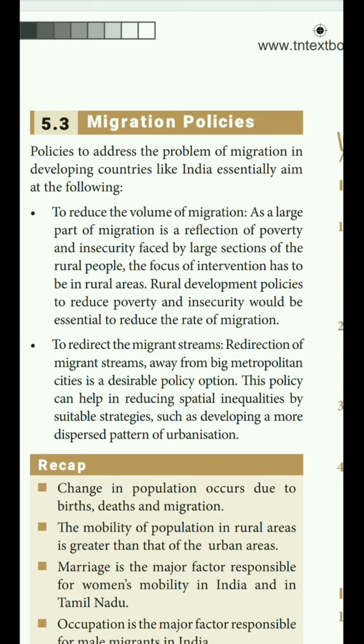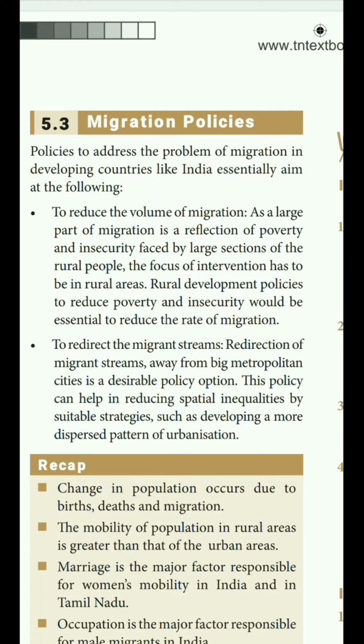How can we reduce the volume of migration? A large part of migration is a reflection of poverty and insecurity faced by a large section of the rural people. Mostly rural people from villages are facing poverty and insecurity. The focus of intervention has to be in rural areas. Rural development policies to reduce poverty and insecurity would be essential to reduce the rate of migration.